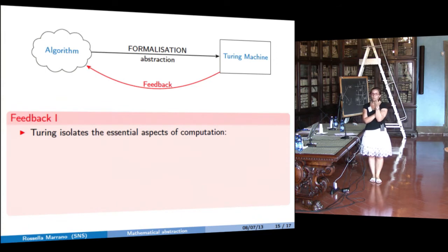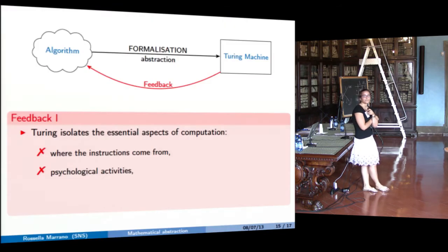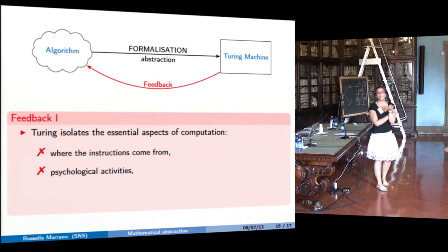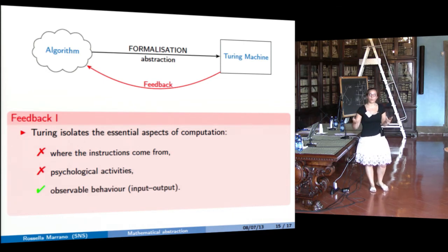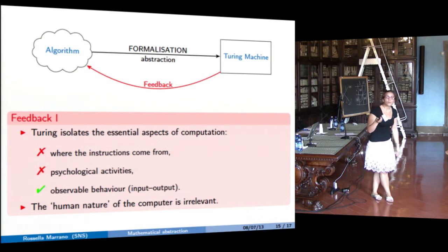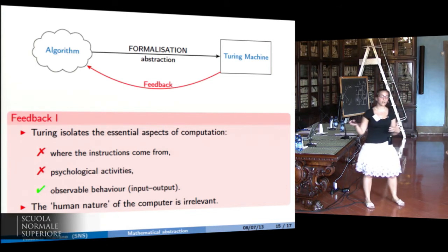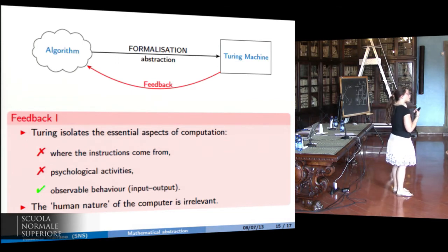Let's see some of the things we can note. Turing isolates the essential aspects of computation. It does not really matter what the psychological activities are, but what is important to characterize the act of computing is the observable behavior of the computer, that is the input-output behavior. And as a consequence, the human nature of the computer is irrelevant. That is, whatever can be done by a man computing with pencil and paper can be done by a Turing machine. And that means that it is not essential for the notion of algorithm or computation that the computer is a human being.